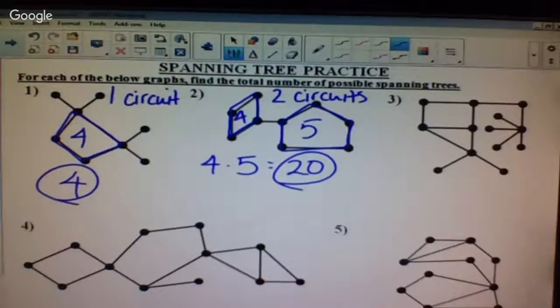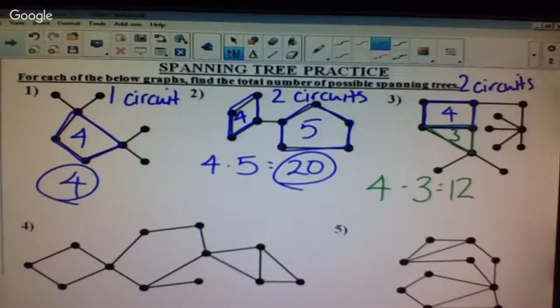Now, because these 2 circuits didn't share any edges in common, I just multiply, and that's my answer. If you take a look at number 3, I still have 2 circuits, but they share an edge. So this circuit has 4. This circuit has 3. But this time, I take 4 times 3 and get 12, and subtract 1 to get rid of that edge that I can't use twice. Simple.